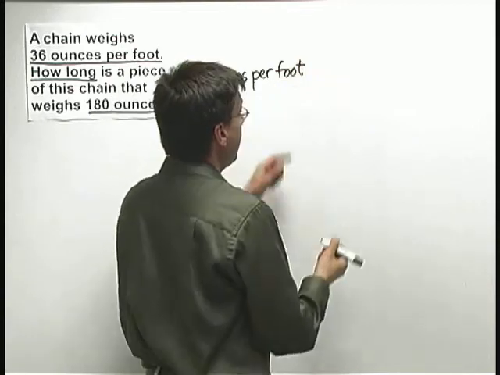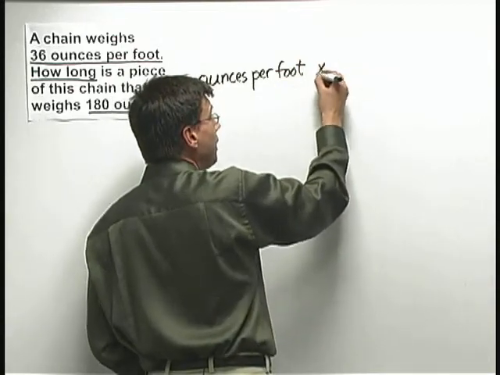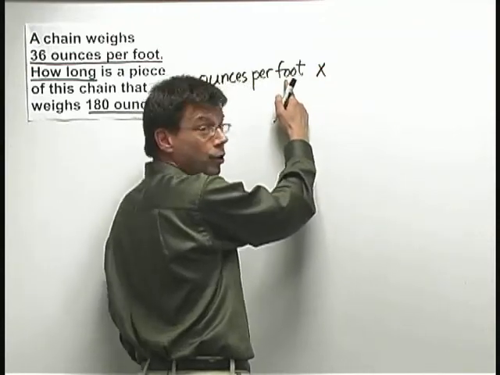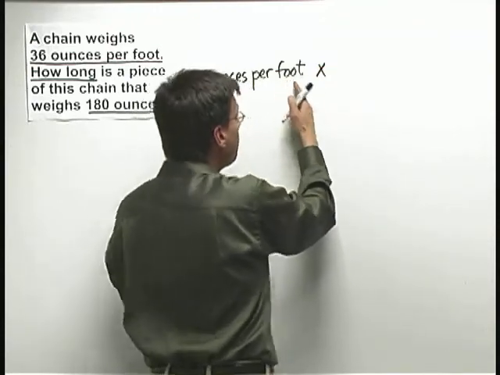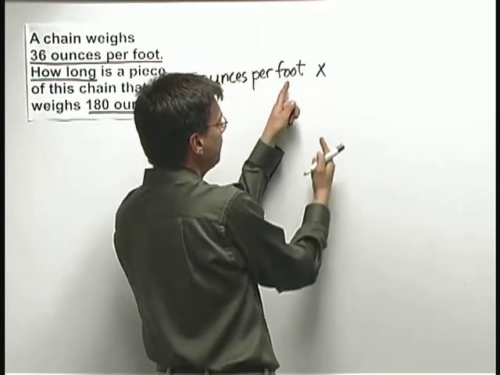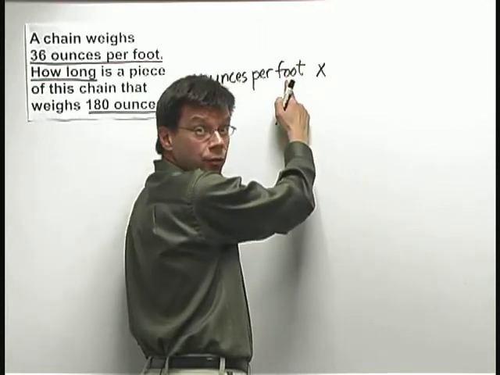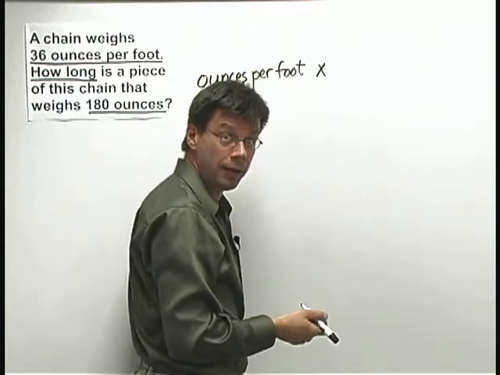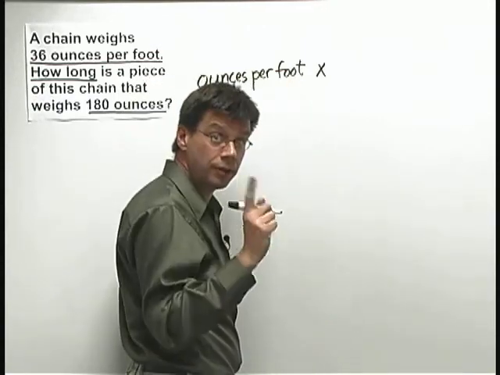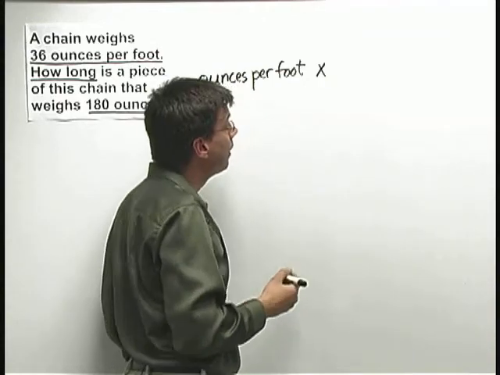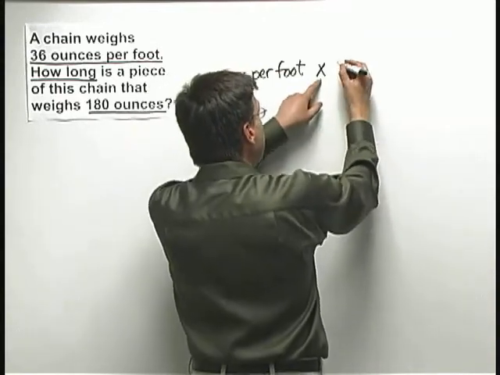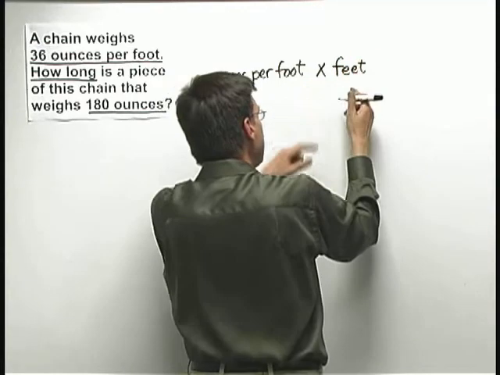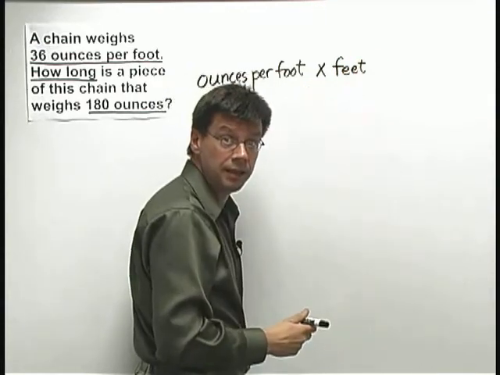I can take the rate and multiply by a quantity whose units are represented by the word after the per. That's the word foot here. Now we write foot in the rate because ounces per foot stands for how many ounces correspond to 1 foot of the chain. But I multiply by the word feet because I could have any number of feet in this position.